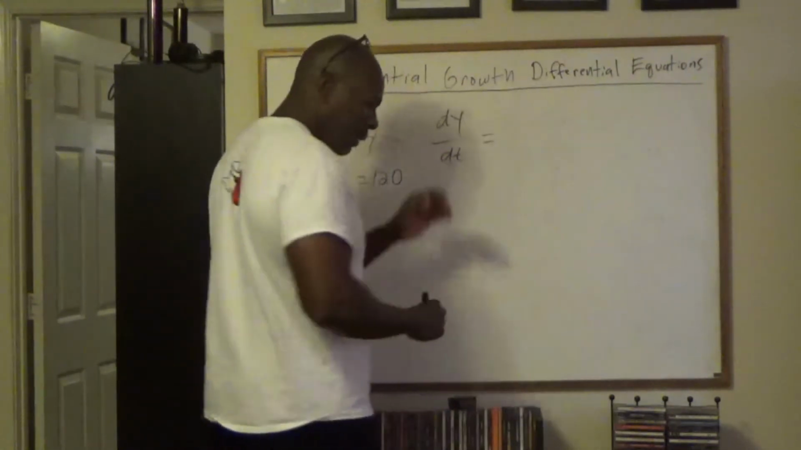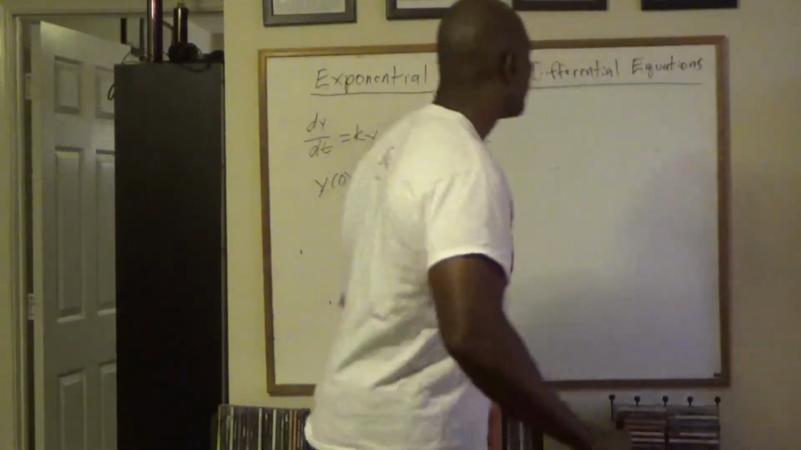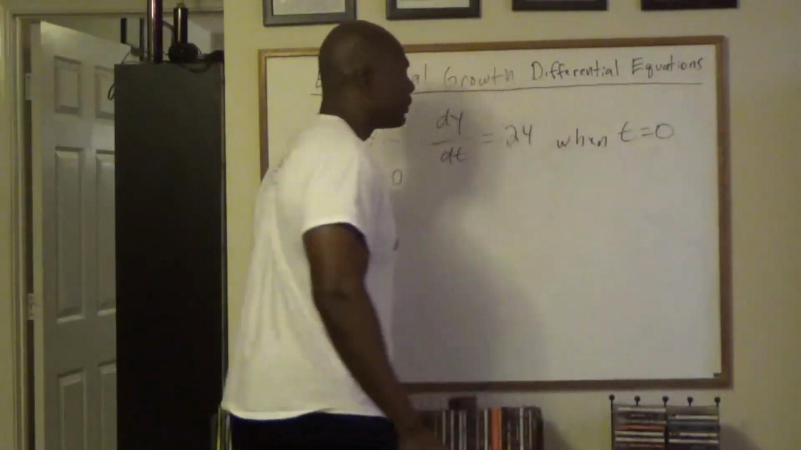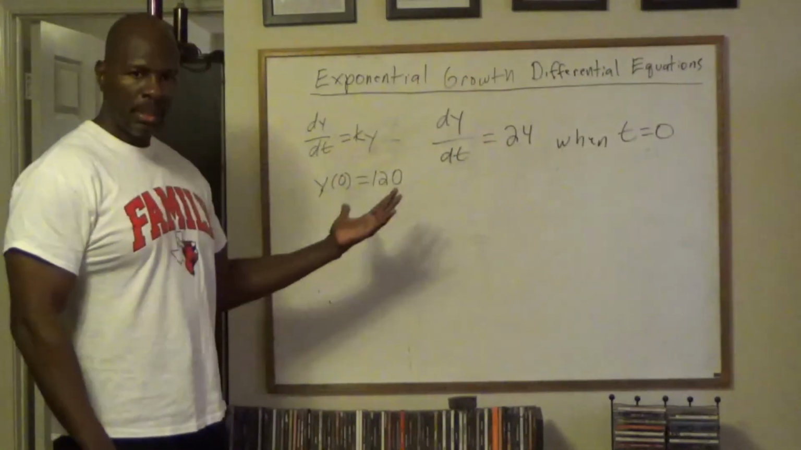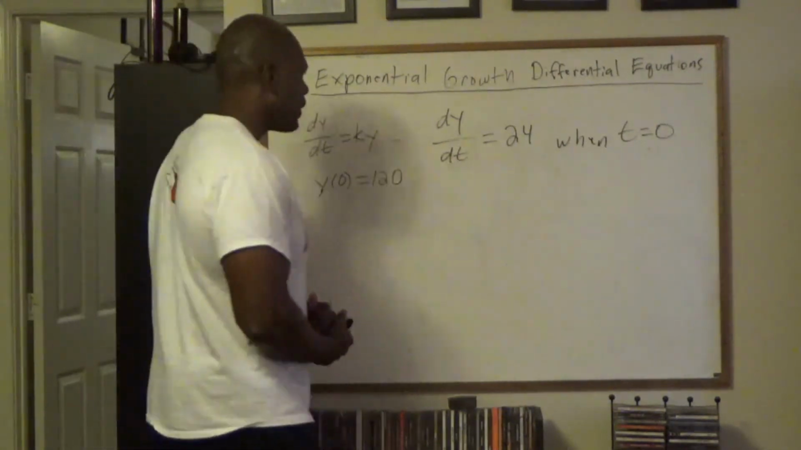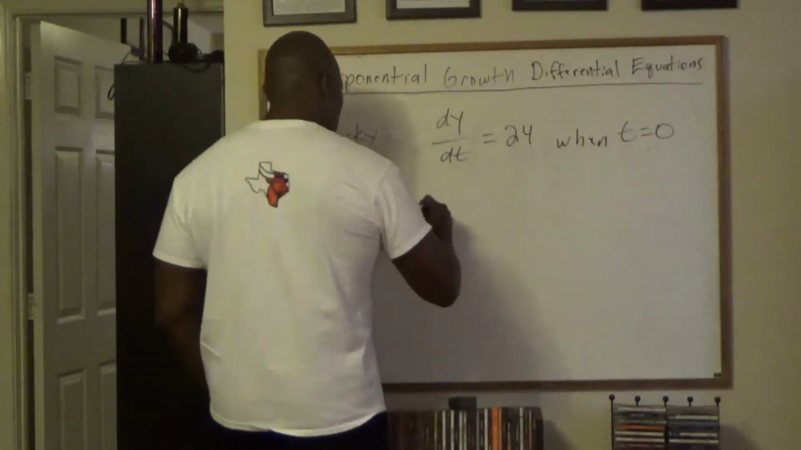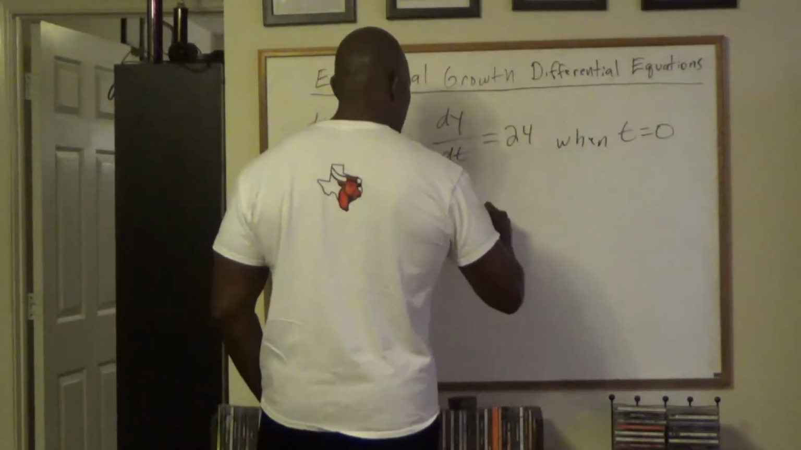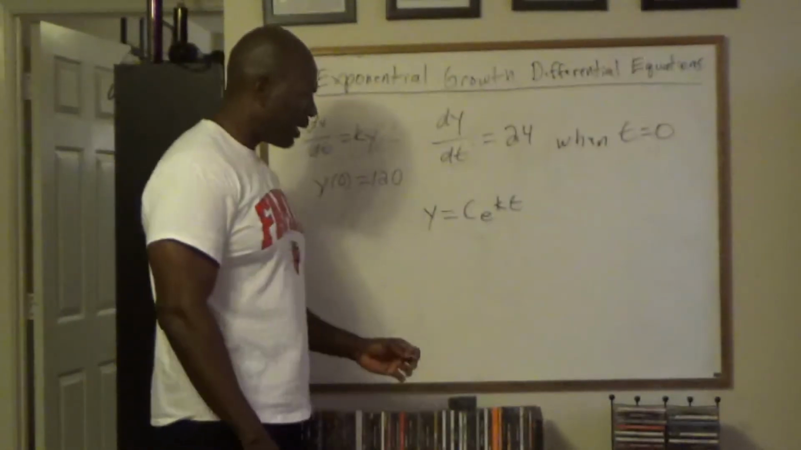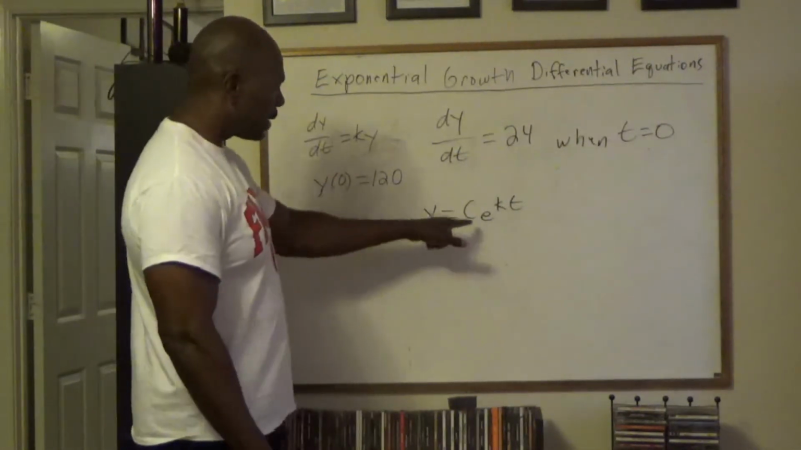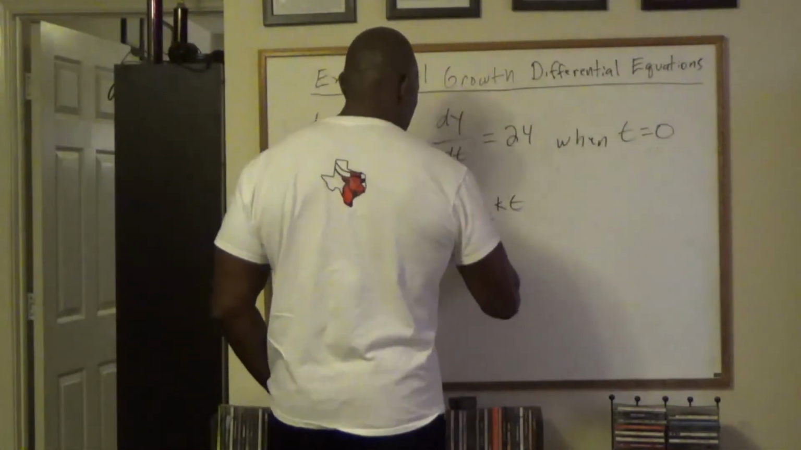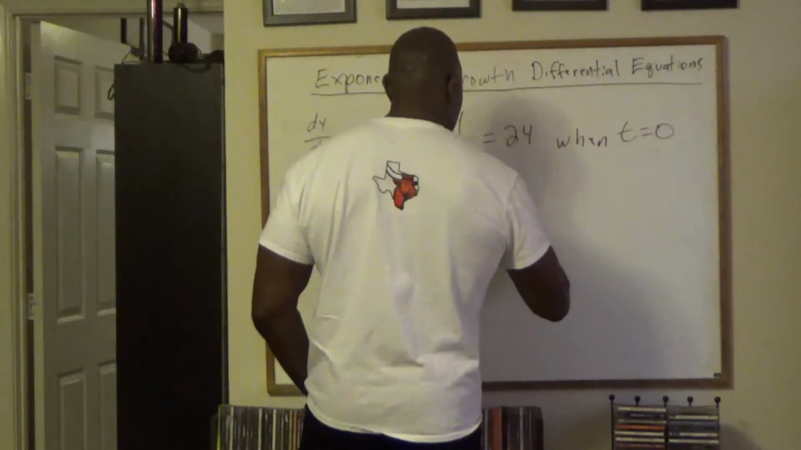So dy by dt equals 24 when t is 0. These two statements were both occurring when t was 0. And so they just want me to find the solution to this differential equation, essentially. I know the solution is going to be of the form y equals c e to the power of kt. Typically what I need to find are c and k. C is the value when t equals 0, so c is 120. So y equals 120 e to the power of kt.